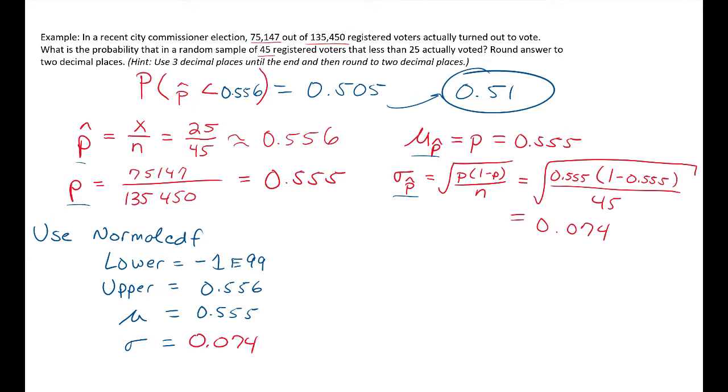And one more thing to remember from the beginning: the question was, what's the probability that less than 25 actually voted? Keep in mind, a proportion goes between 0 and 1. So your p hat cannot be a number greater than 1 or a number less than 0. So that's why we had to convert that 25 over to a proportion. And we did that by taking 25 and dividing it by 45.